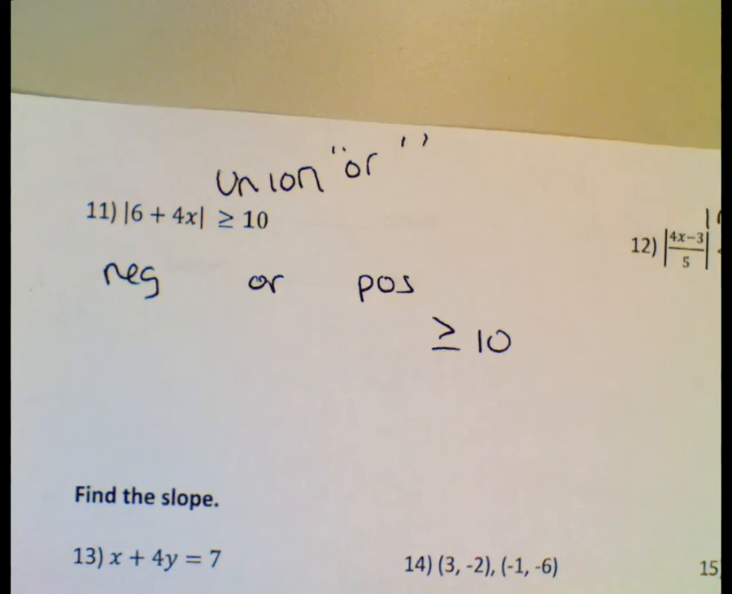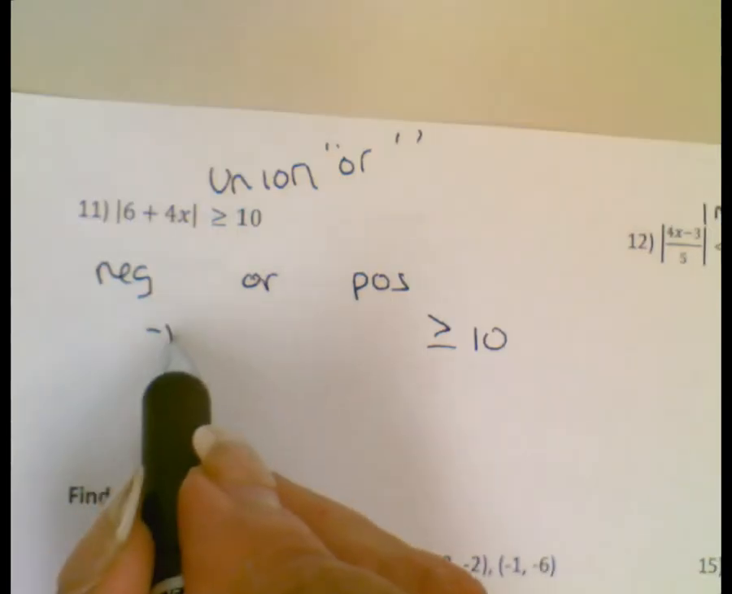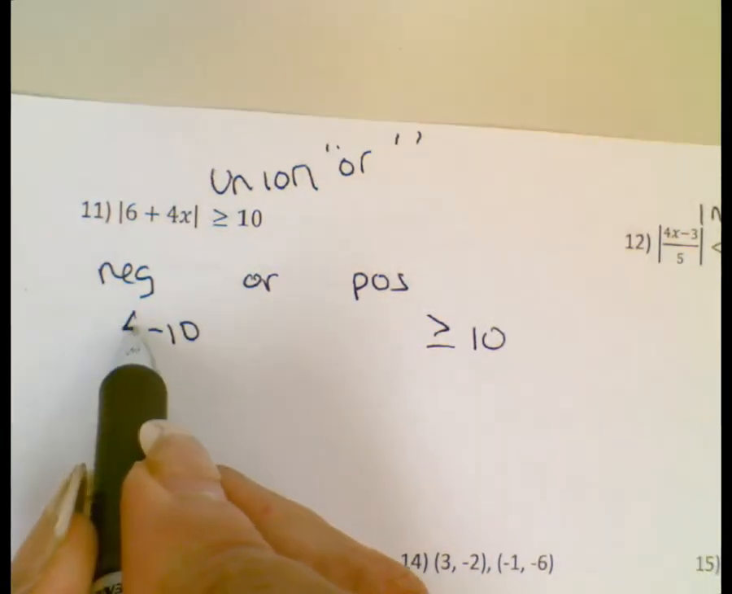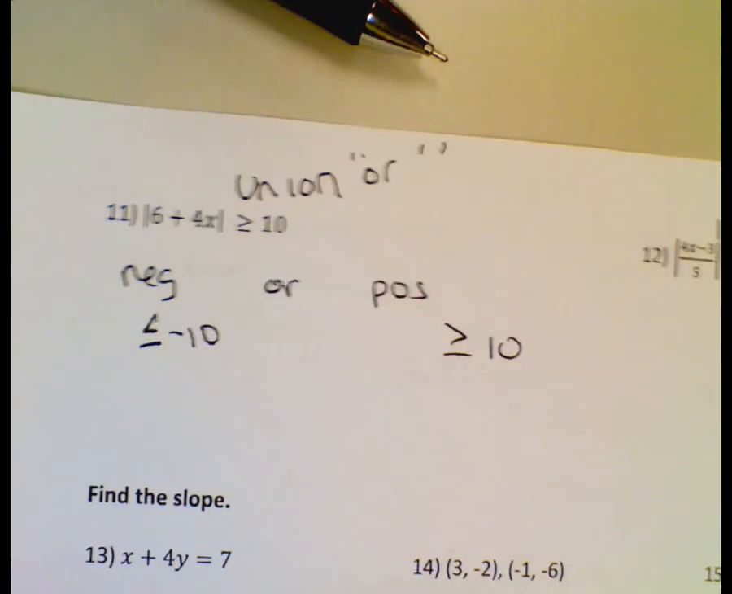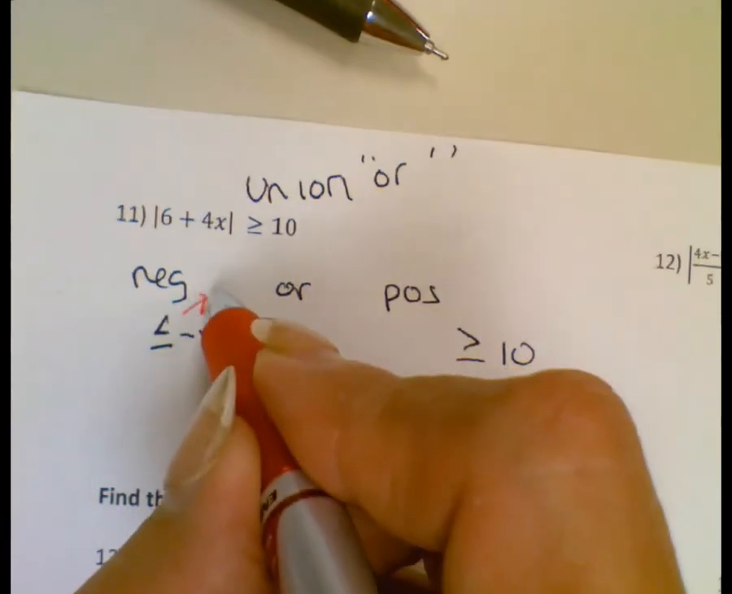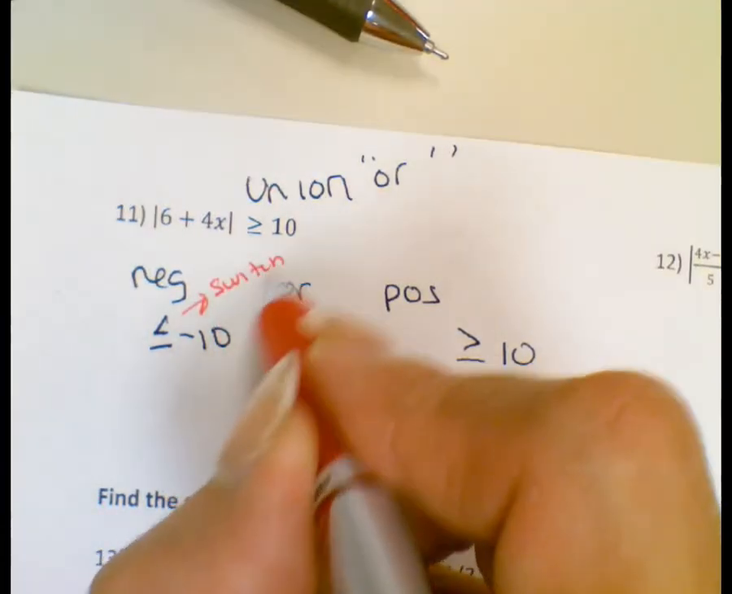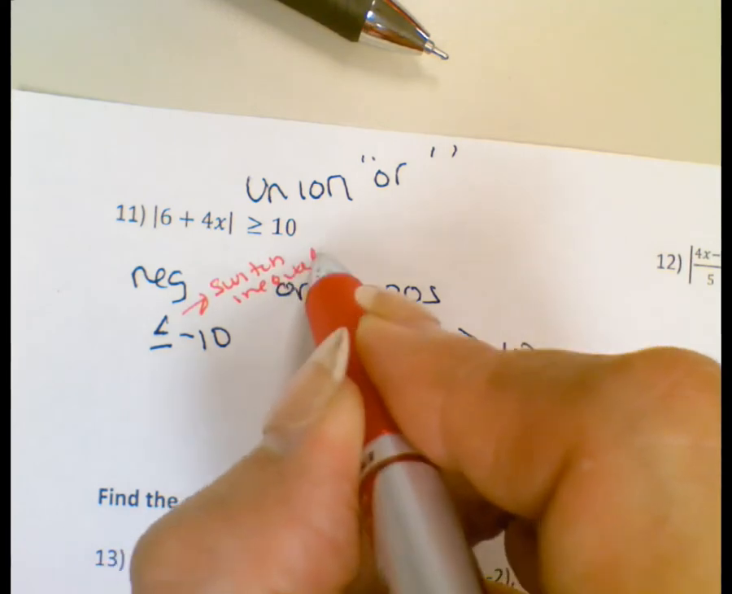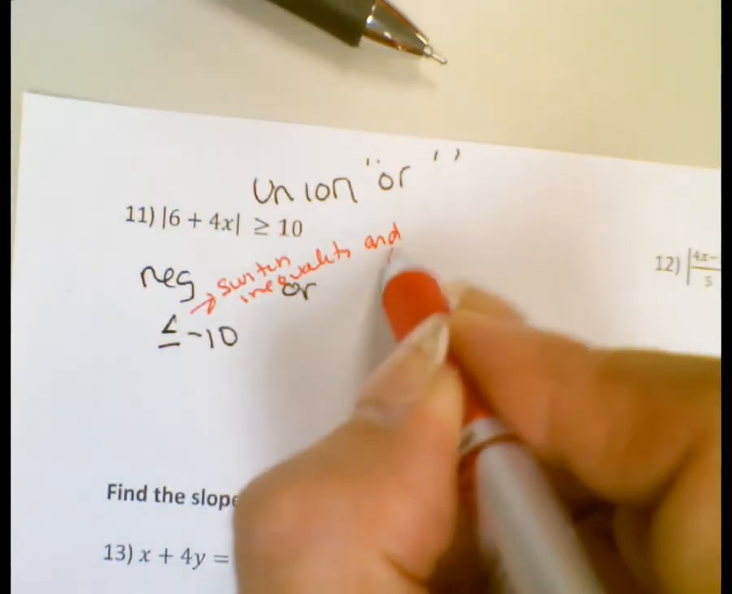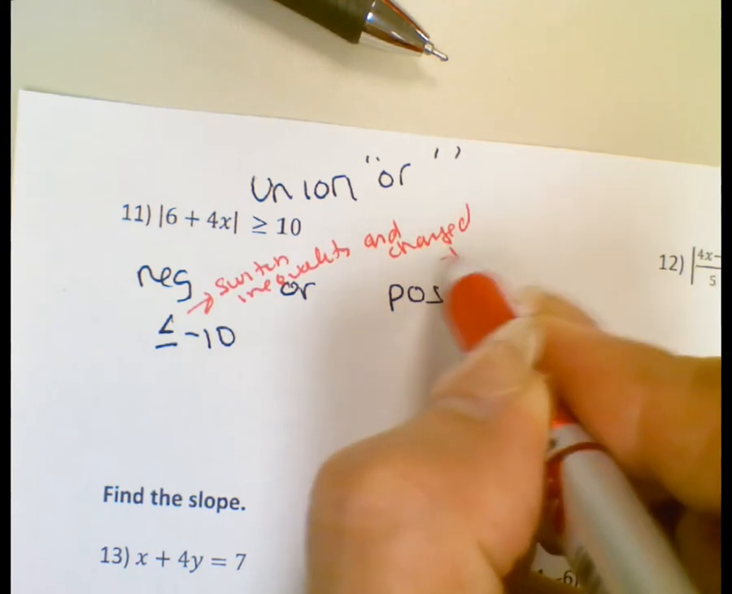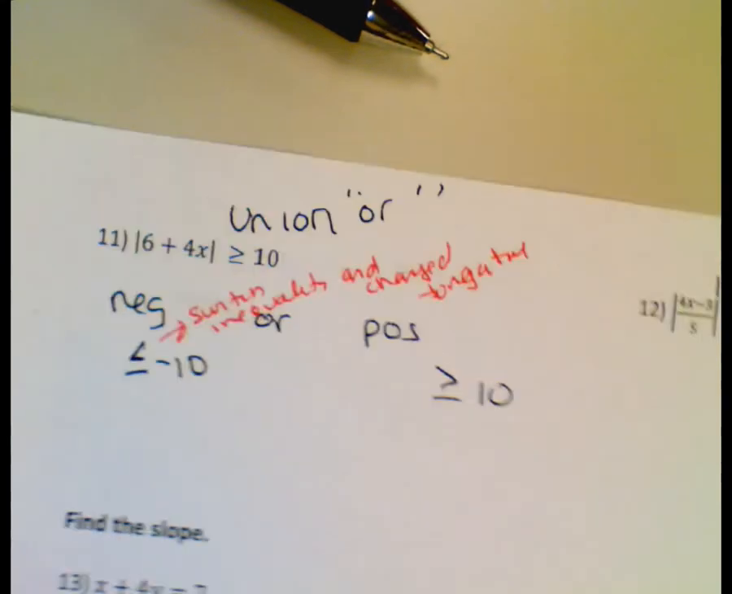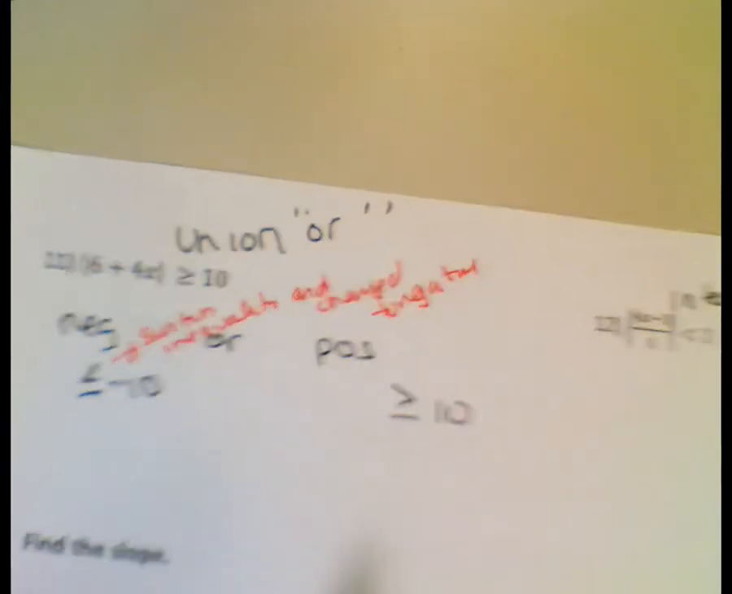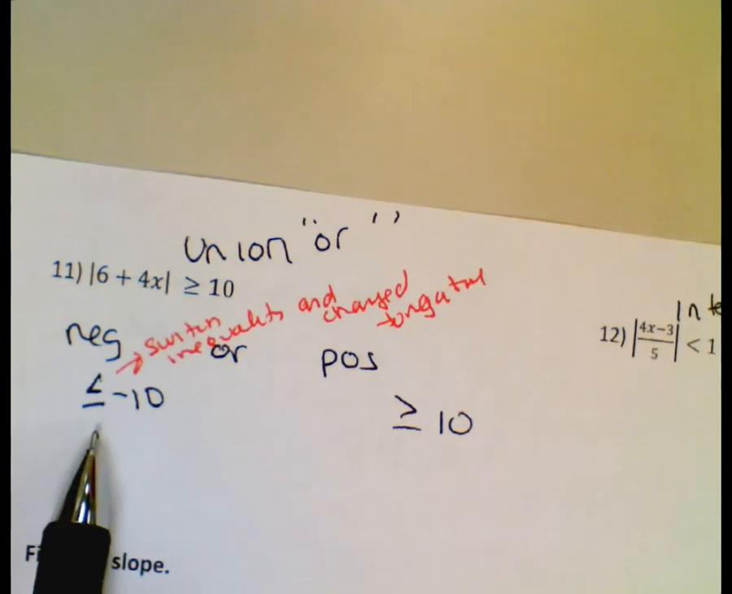Now, when you switch to negative, not only are you switching to negative 10, but you're also switching the inequality. So let me write that. So right here, I switched the inequality and changed to negative. You do this with inequalities. So we got greater than or equal to 10 or less than or equal to negative 10. So we switch the inequality and the negative.